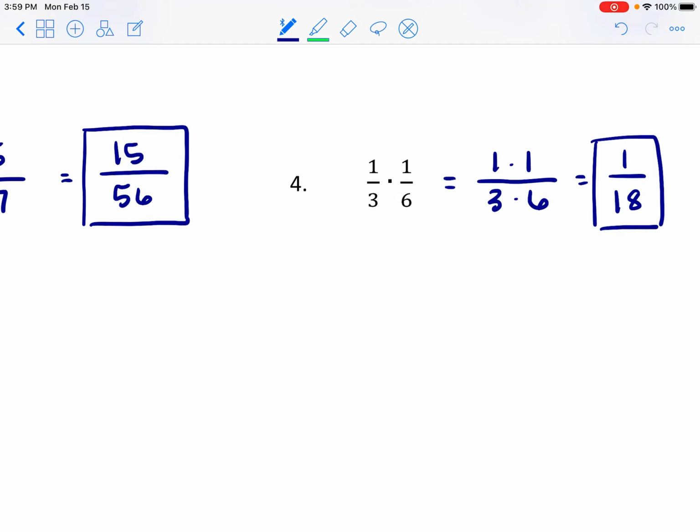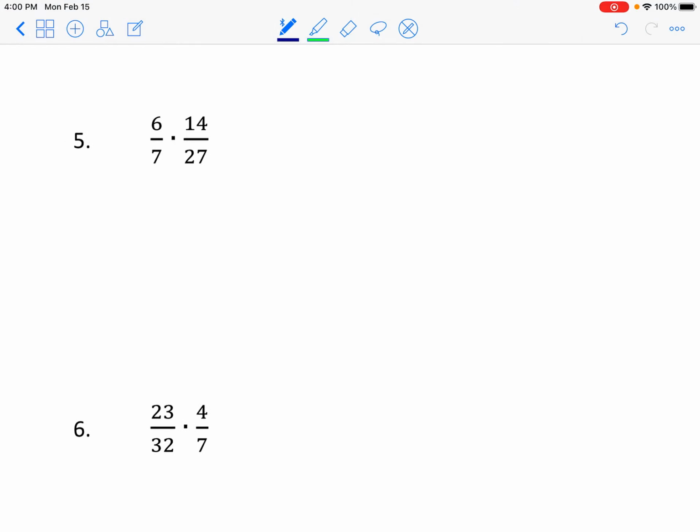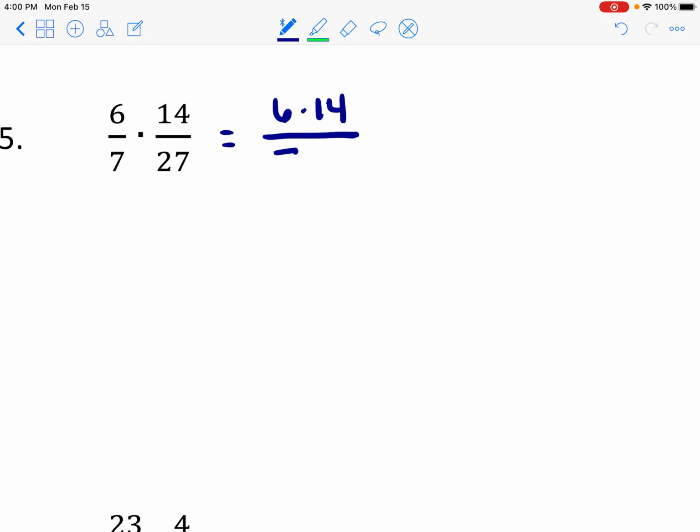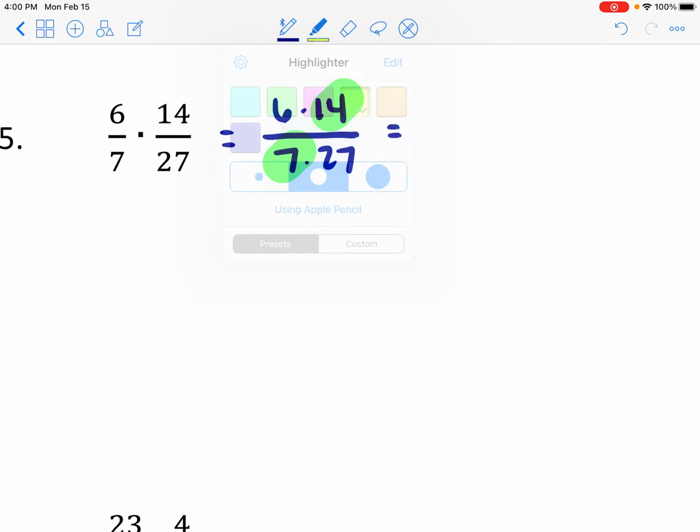Now, these happen to all be, the first four here, all be products that are already in their simplest form. That's not going to happen every time. So let's look at a couple more where we actually have to do a little bit of reducing or simplifying. So here, for instance, when we make this one fraction, we multiply our numerators, 6 and 14. We multiply our denominators, 7 and 27. Before we actually multiply, I can already see that we're going to have some factors in common, because I know 14 and 7 share a common factor of 7, and I know that 6 and 27 share a common factor of 3.